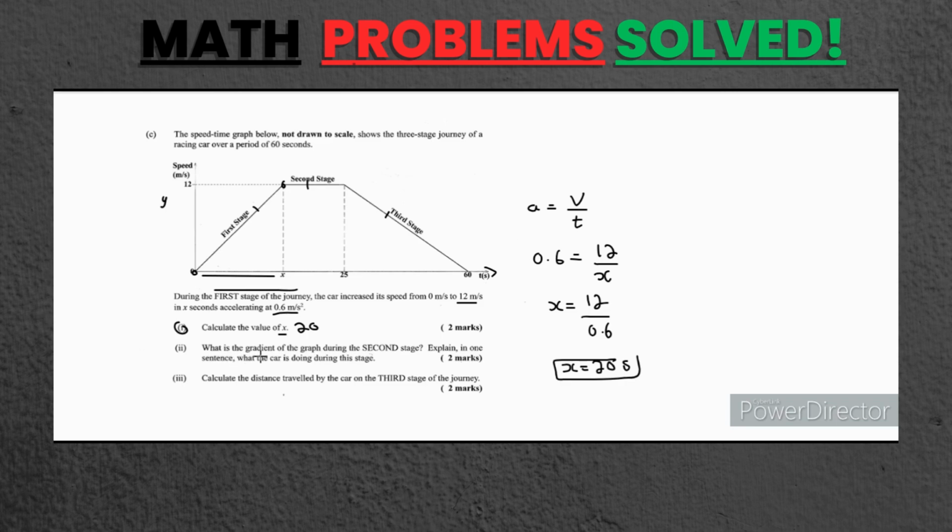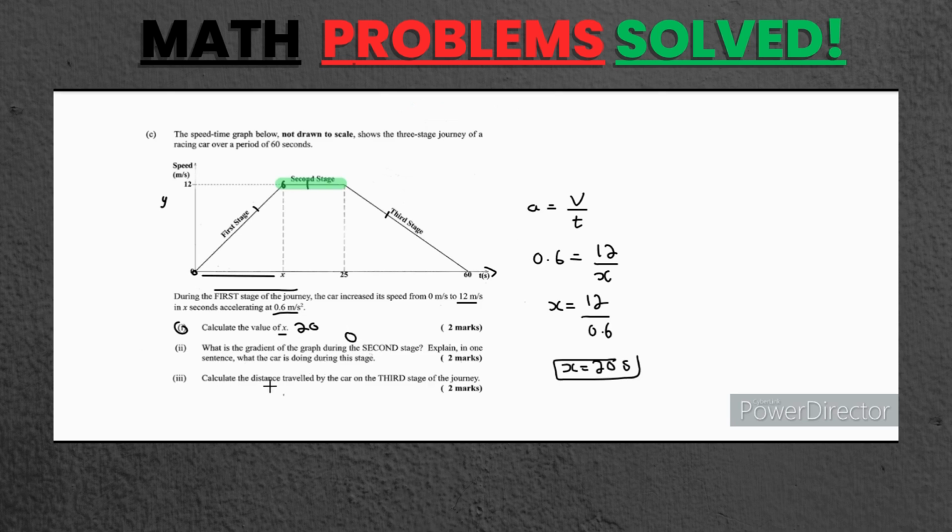Then what is the gradient of the graph during the second stage? Explain in one sentence what the car is doing during this stage. So during the second stage, you can see the velocity is constant, right? So because the velocity is constant, the gradient of the line, the slope, will be 0.